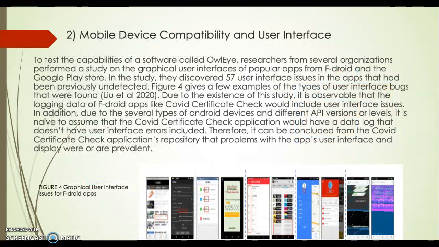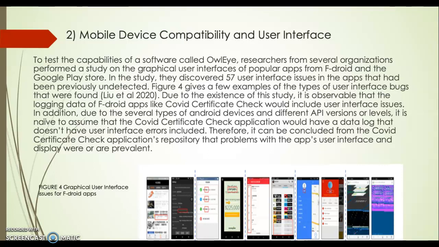Mobile device compatibility and user interface. To test the capabilities of a software called Owl, researchers from several organizations performed a study on the graphical user interfaces of popular apps from F-Droid and the Google Play Store. In the study, they discovered 57 user interface issues in the apps that had been previously undetected. Figure 4 gives a few examples of the types of user interface bugs that were found.